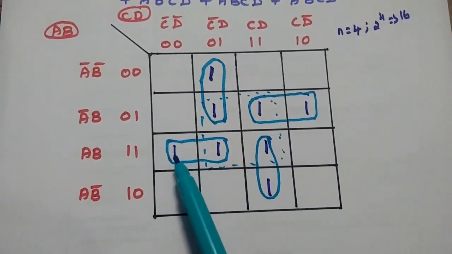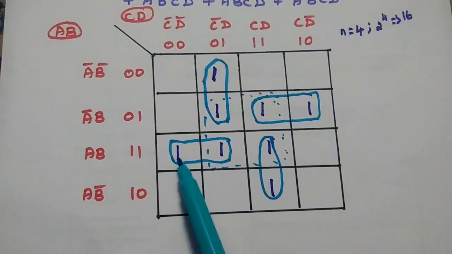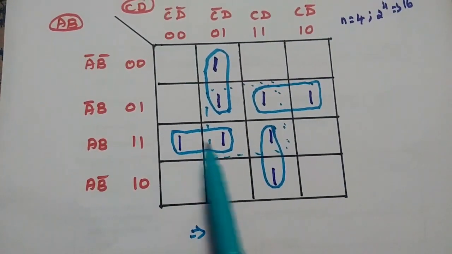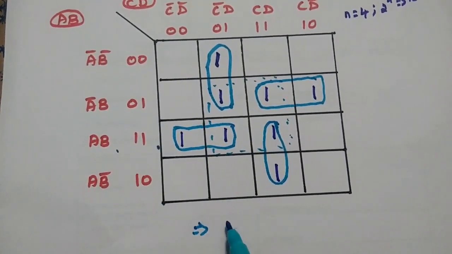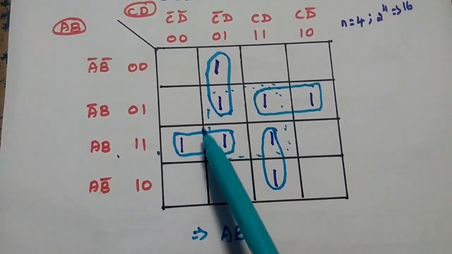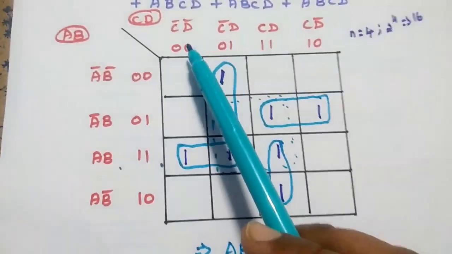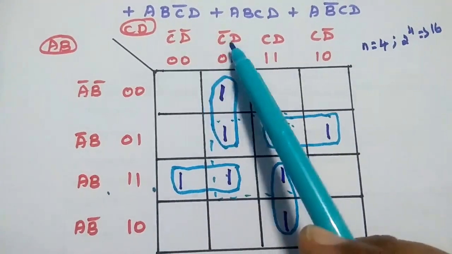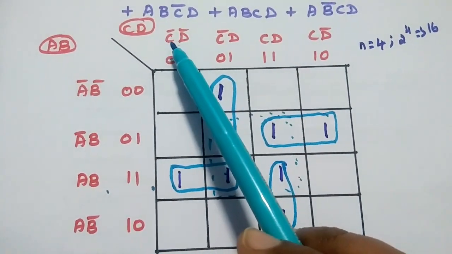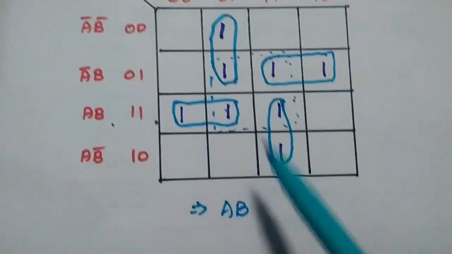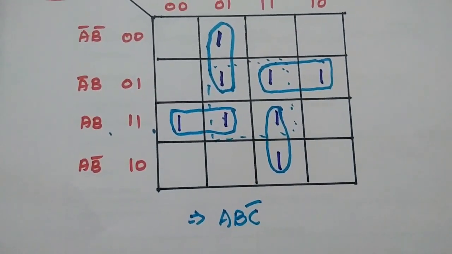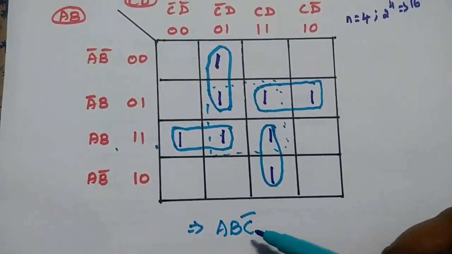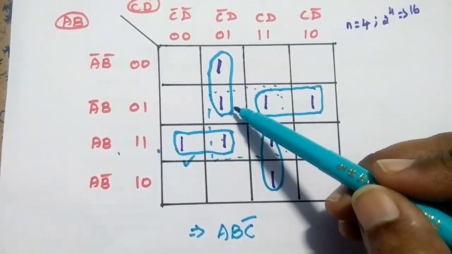So consider this group. For this group, what is the common value here? It is AB. AB is the common value. For these 2 columns, what is the common value? Here C bar, here it is D bar, here it is D. So we can consider only the common variable. So C bar. We can write C bar. So this group can be represented as A, B, C bar. So this is over. Next come to this.